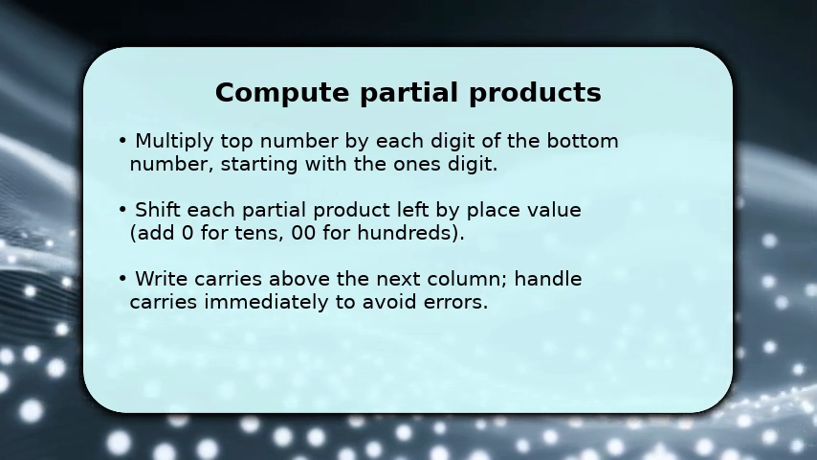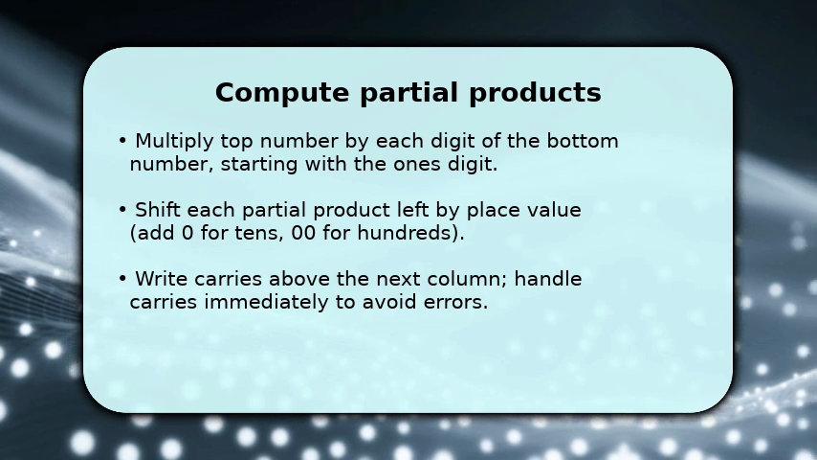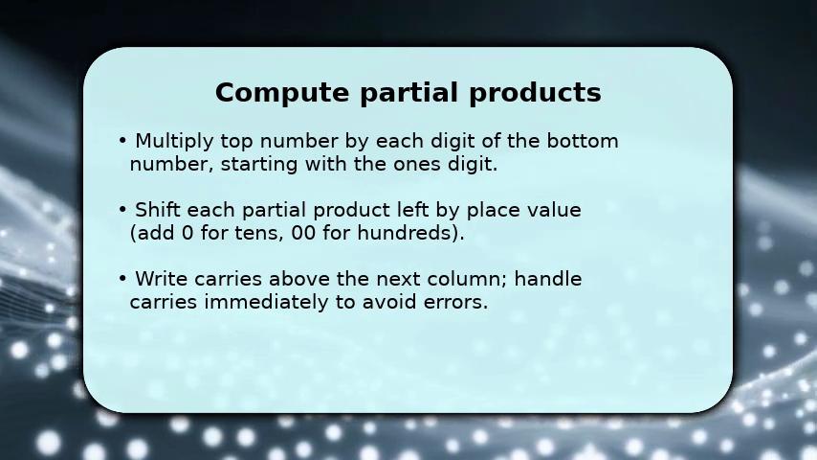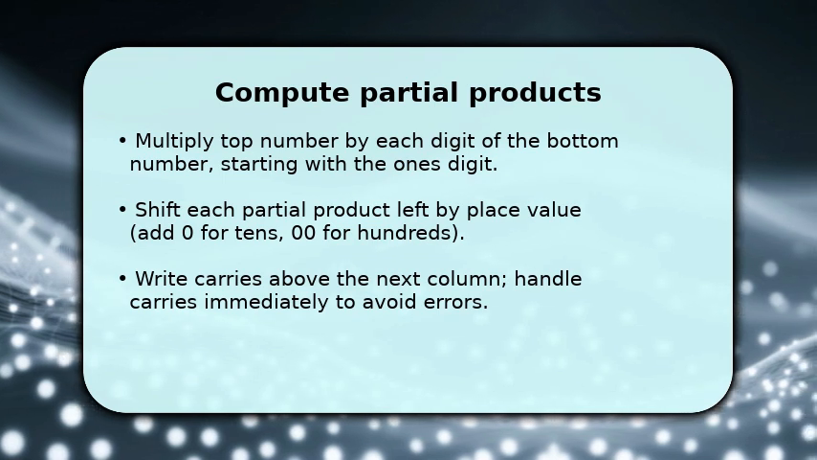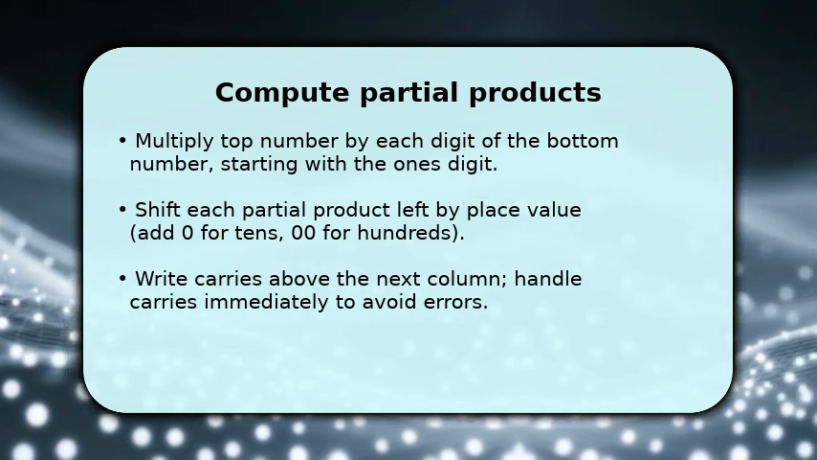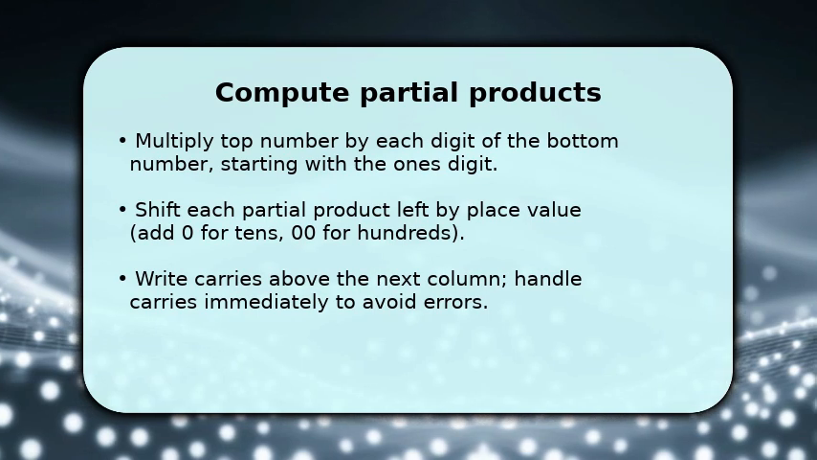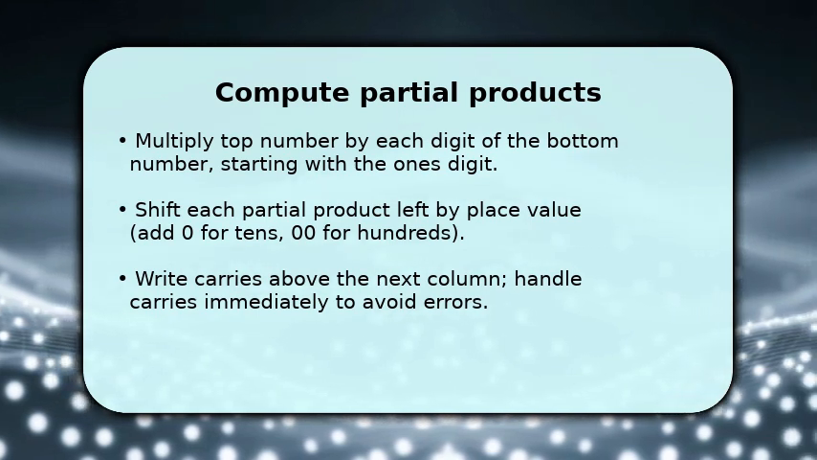When a product exceeds 9, write the carry above the next column and add it into the next multiplication. This keeps the running totals accurate. If using grid method, fill each cell, then sum the diagonals to get the same partial results.